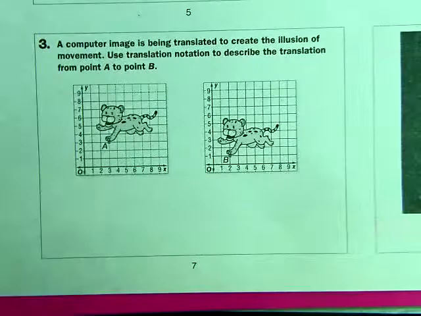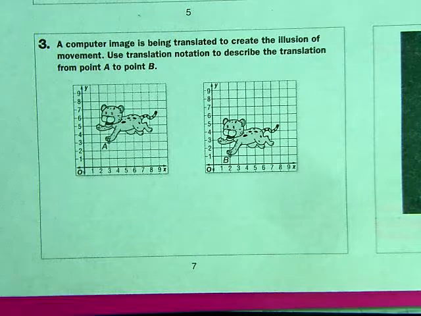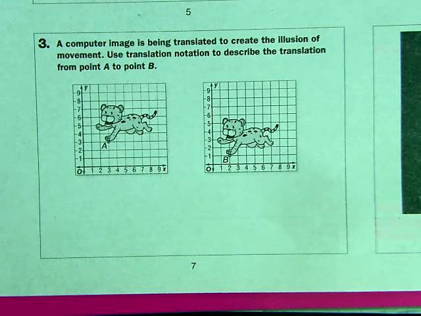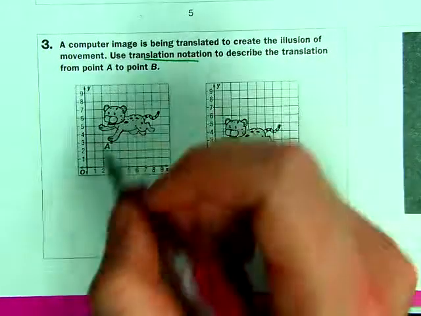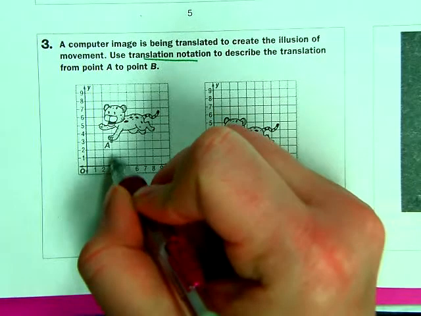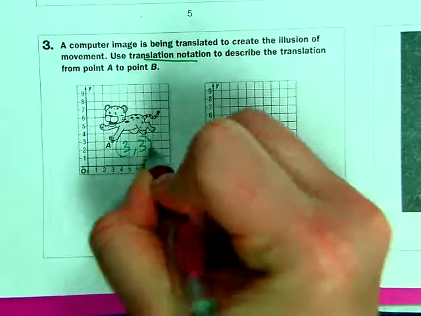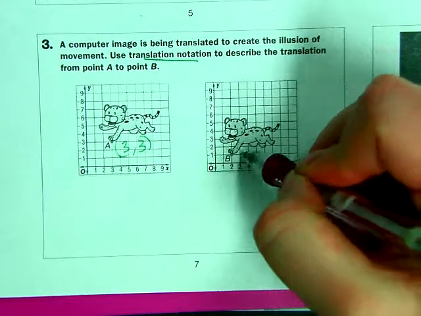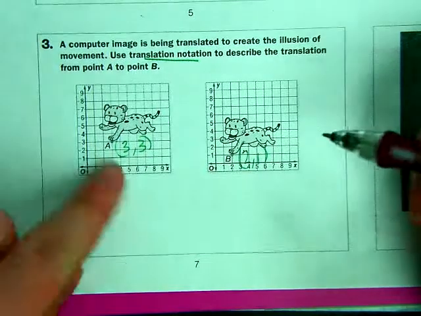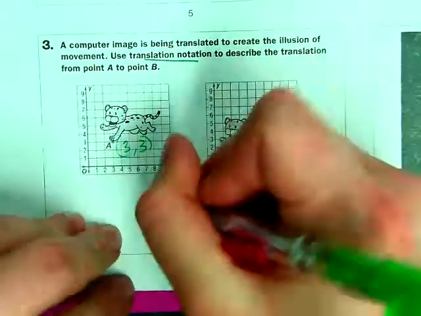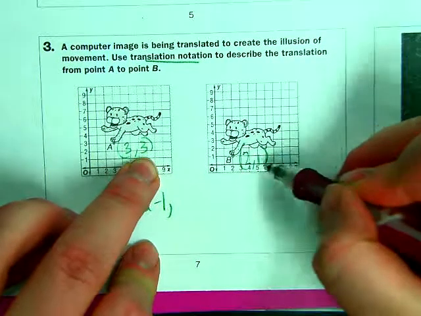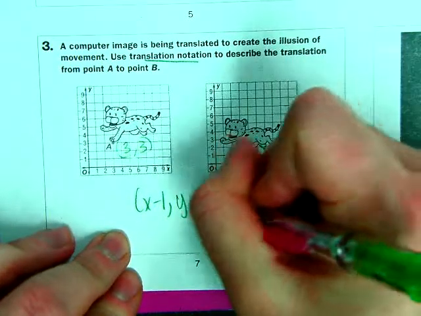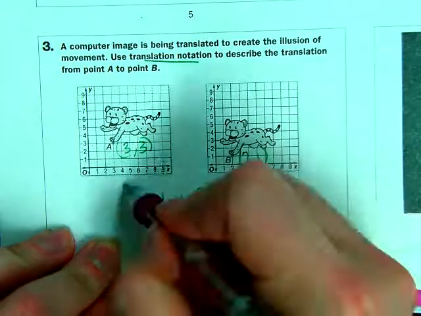Last one. A computer image is being translated to create the illusion of movement. Use translation notation to describe the translation from point A to point B. So we go from 3, 3 to 2, 1. So we go from an x, we go down 1. So that's going to be x minus 1. And our y goes down 2. So that's going to be y minus 2. And there would be our translation notation.